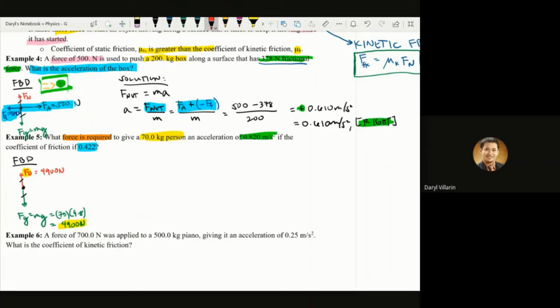Okay. So now I'm looking at the horizontal component. Let's just say the positive is to the right. So right direction is positive. That means that my applied force must be to the right. Fa.